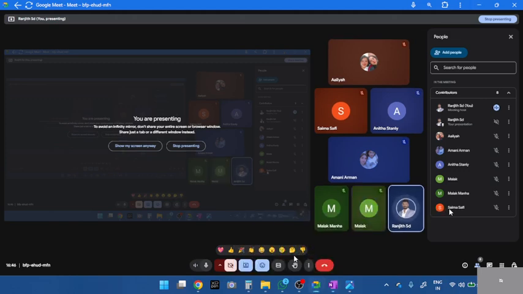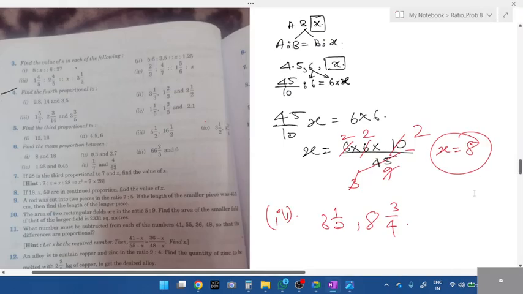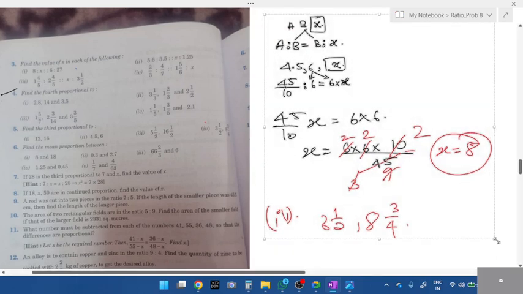Saima done. Amani, Saima. What is Alia doing? Alia, what's the answer for the previous one? Why not responding? 8. Okay. Try the fourth one.